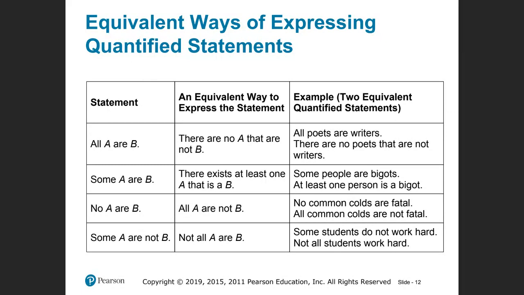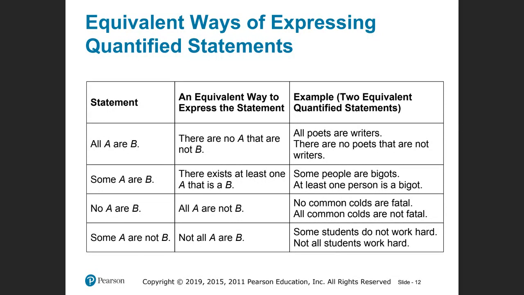This chart or table shows equivalent ways of expressing quantified statements. If we have the statement all A are B, we can also say that there are no A that are not B. Example: all poets are writers. There are no poets that are not writers. These are two equivalent quantified statements.